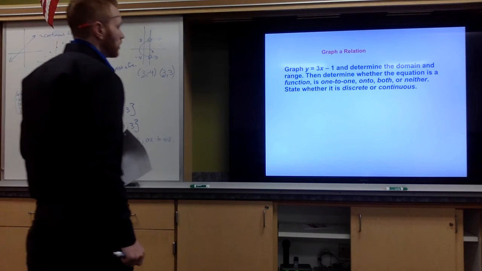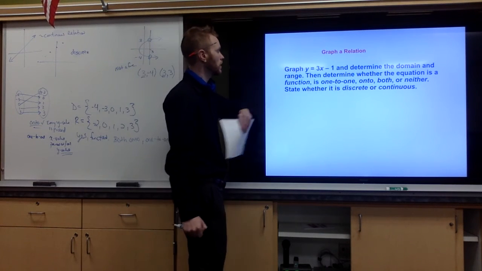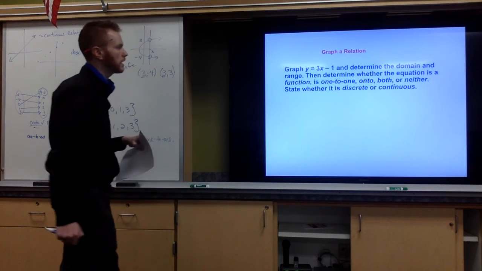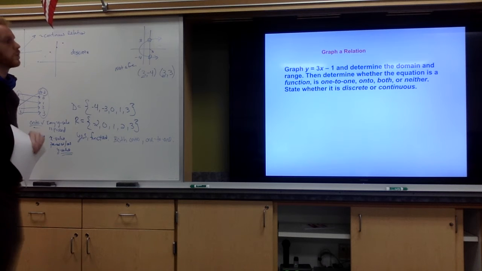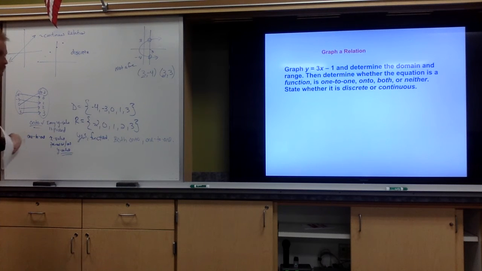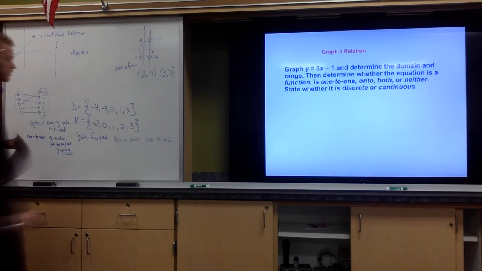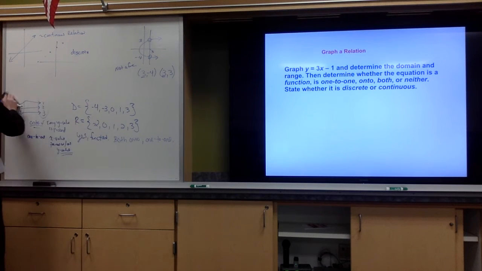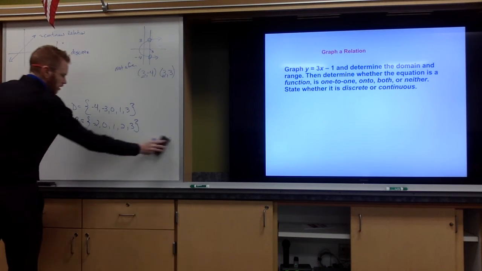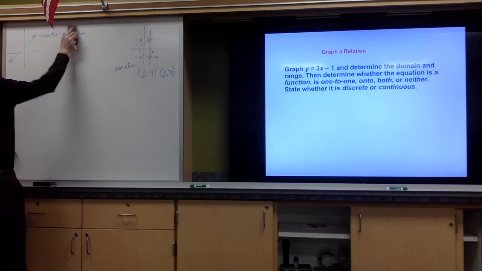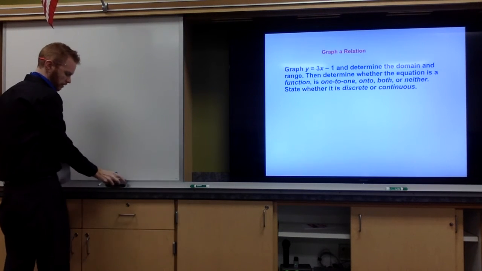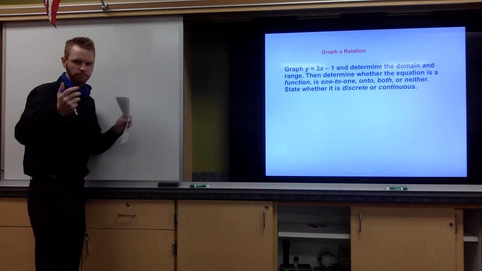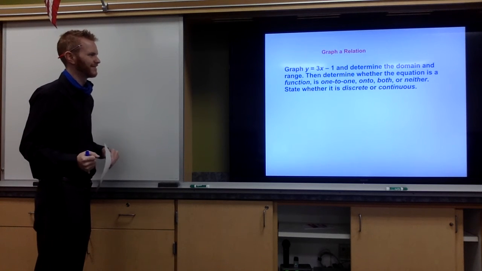So graph the following: y equals 3x minus 1, determine domain and range, and then determine if the equation is a function, one-to-one, onto, both or neither, and then state if it's discrete or continuous. Wow. That's a lot. But we can do this. I know we can do this. I feel you guys cheer me on.